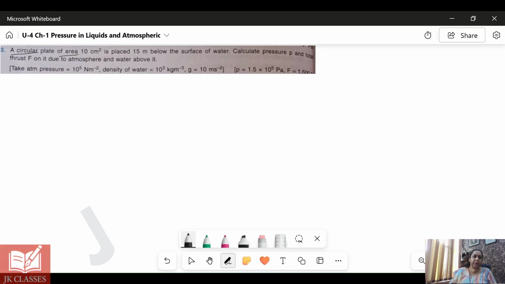A circular plate of area 10 centimeters square is placed 15 meters below the surface of water. Calculate pressure P and total thrust F on it due to atmosphere and water above it.